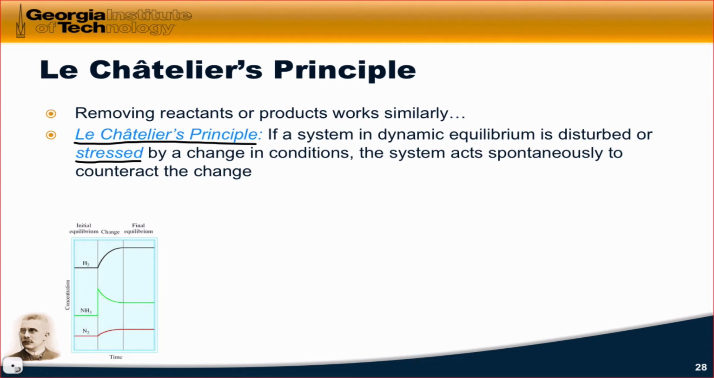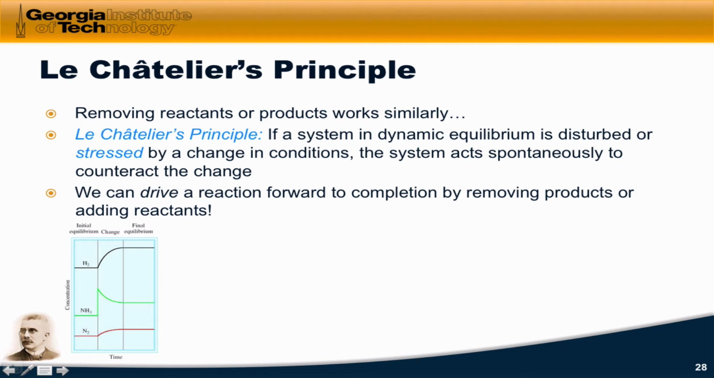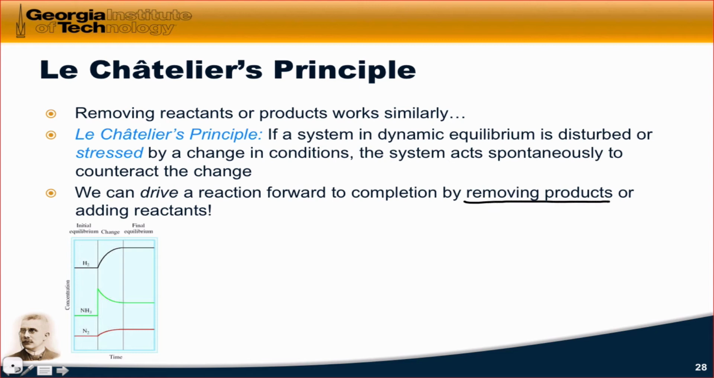So if we add a reactant, for example, the system moves away from that reactant by going in the forward direction. If we remove a product, then the system will move again in the forward direction to form more of that product and counteract the change. This means, as we alluded to before, we can drive a reaction forward to completion by doing one of two things, either removing the products or adding reactants.